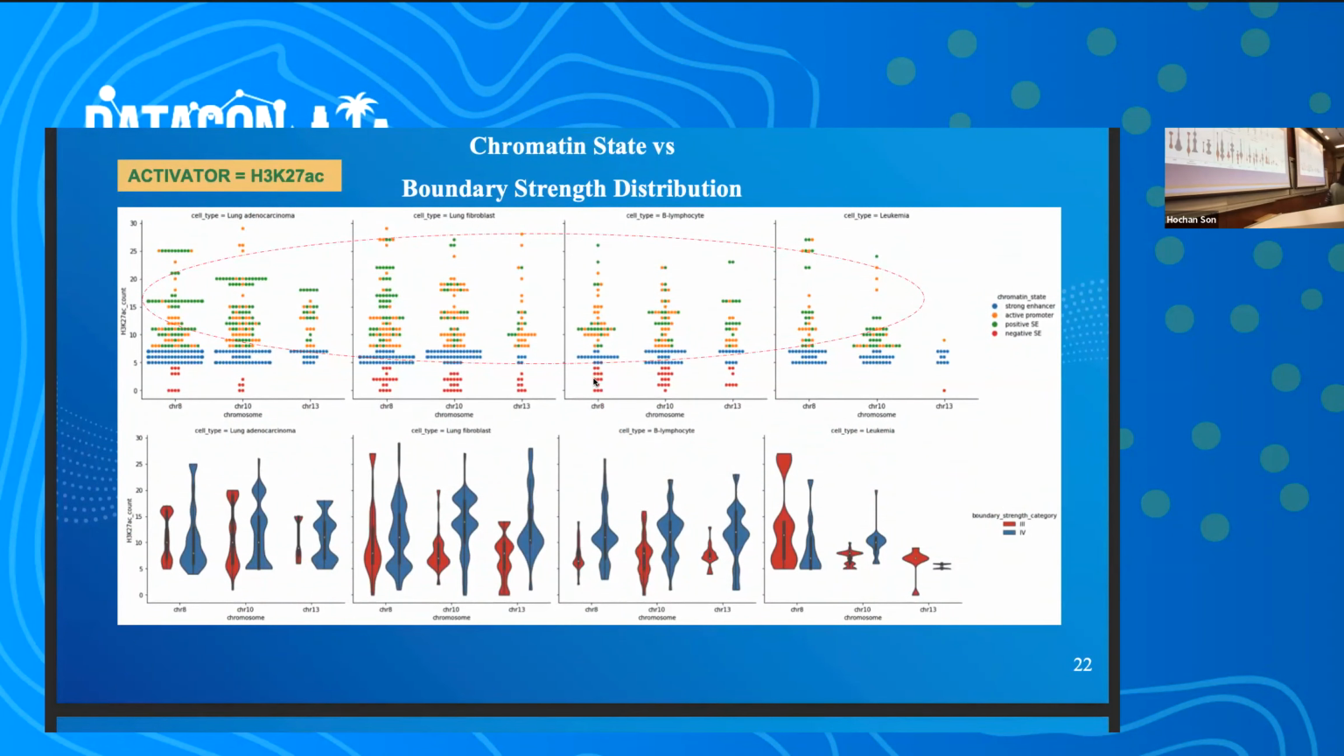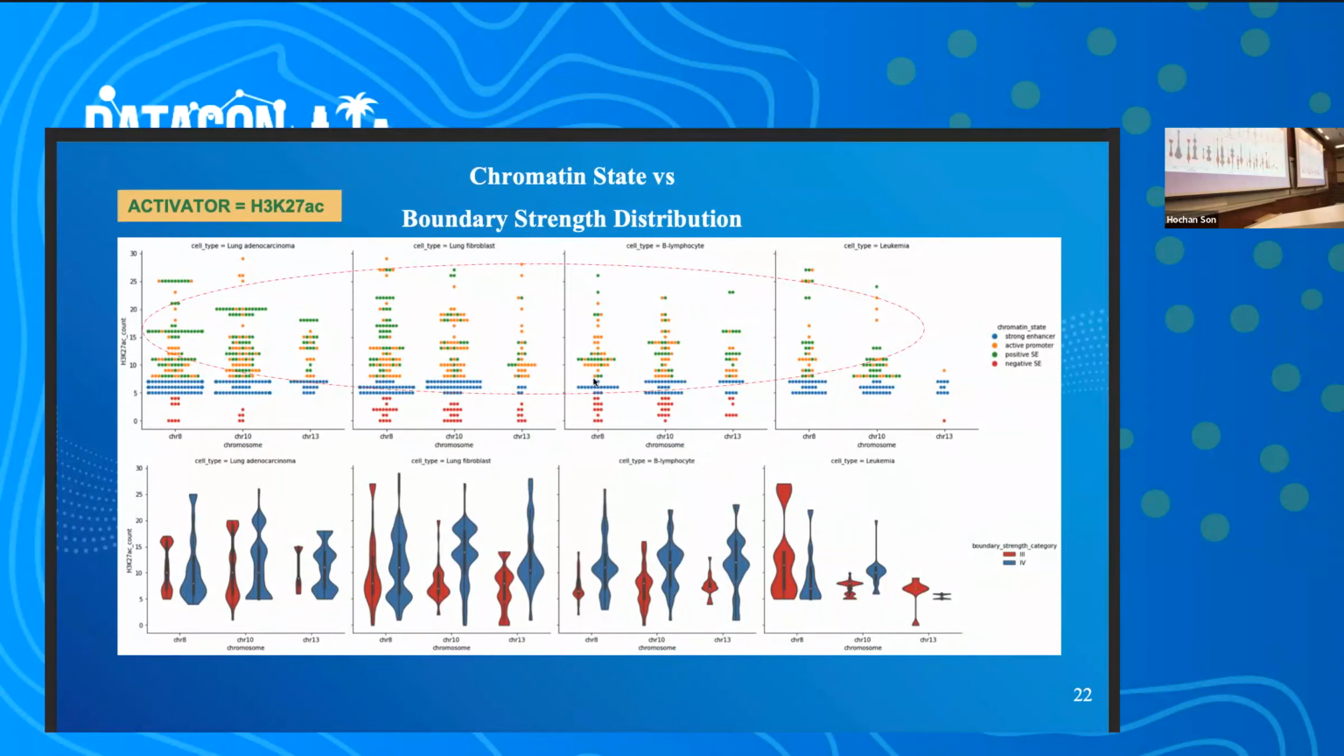Okay, so this bottom part here shows the different boundary strength distributions of different cell lines in the presence of this activator. In this case, boundary strength is defined by an isolation score, and it also shows how strong the boundary is in terms of gene expression.